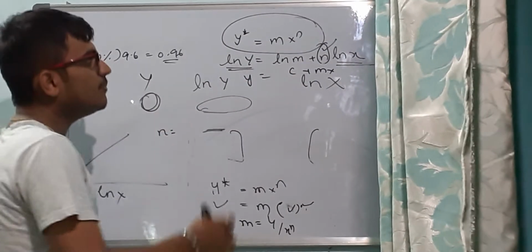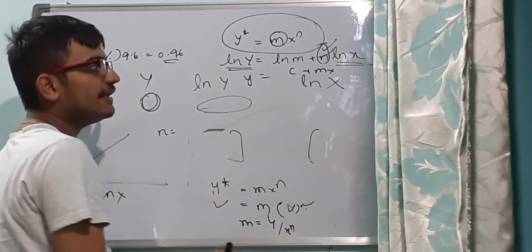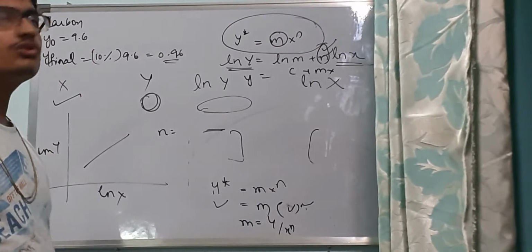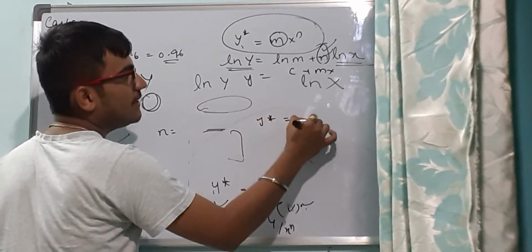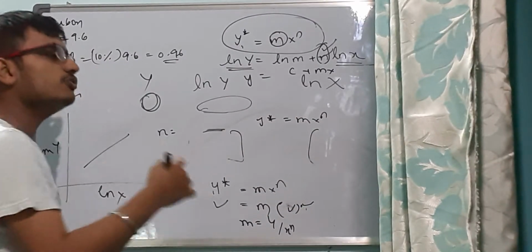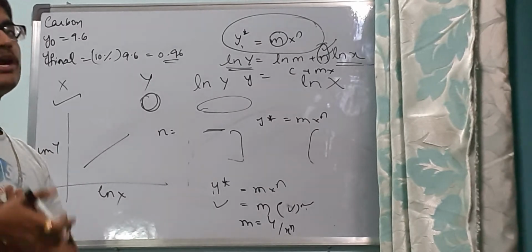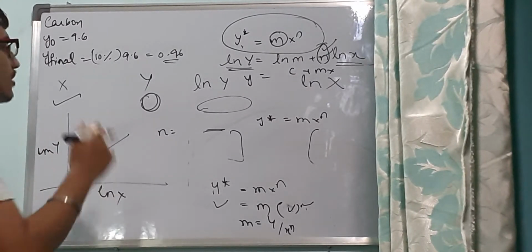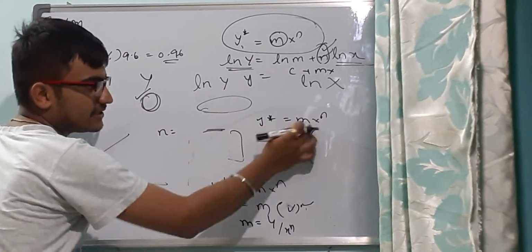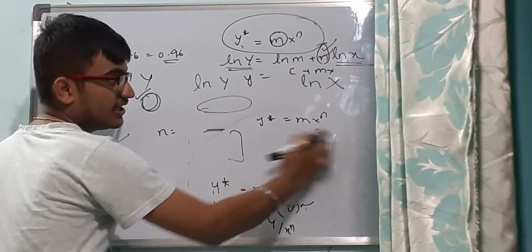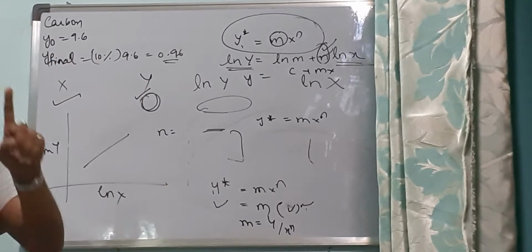After you get the slope, you got your n value. Now you have to calculate the m value. You will consider this equation again: Y star is equal to m x power n. Now you consider any point from the given data. At that point, whatever are the y and x values, not ln y and ln x, these are y and x. These are not ln values. Don't get confused here. So any one point you select.